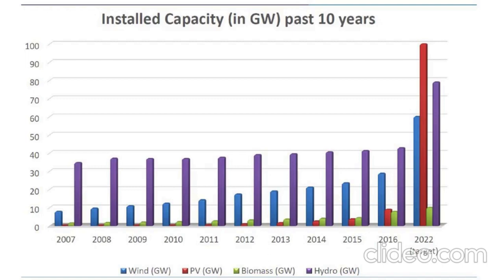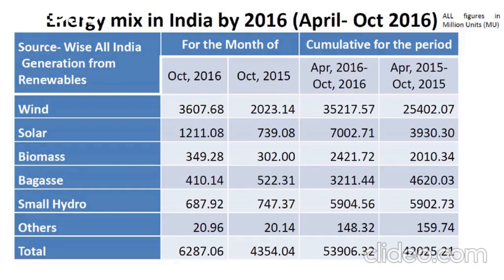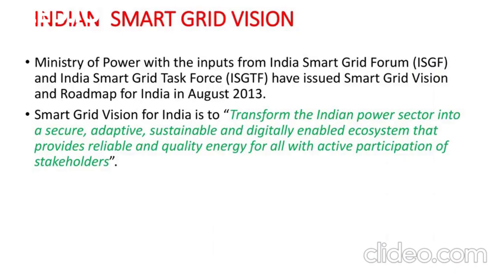This is the installed capacity in gigawatts over the past 10 years. Year to year there is an increment in photovoltaic systems, wind generation systems, biomass, and hydroelectric power plants. Generation has continuously improved over the past 10 years. These statistics show how energy is supplied and what generating sources are available: wind, solar, biomass, biogas, small hydro, and others. This data is up to April 2016. These are the RES integrated with normal power generation.